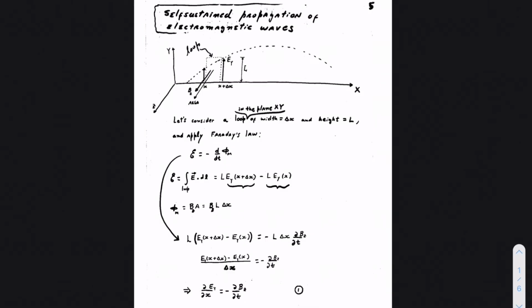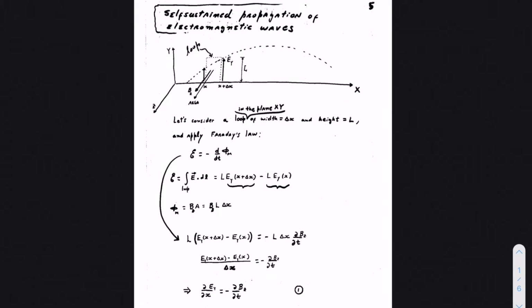We know that electromagnetic waves propagate in vacuum at the speed of light, and it does not require any medium to travel. Now let's see how electromagnetic waves can be predicted from Maxwell's equations. And how do electromagnetic waves propagate in a self-sustained manner?